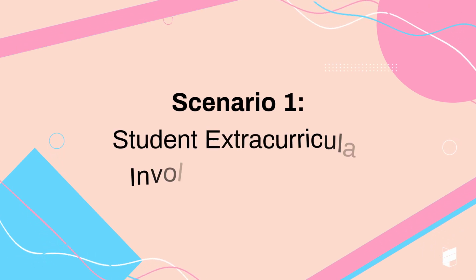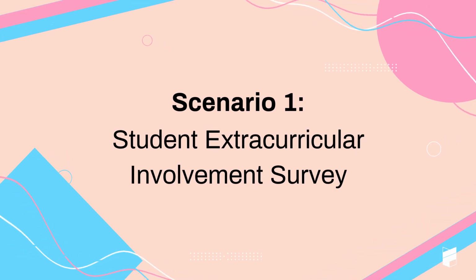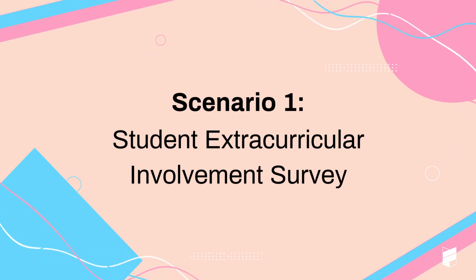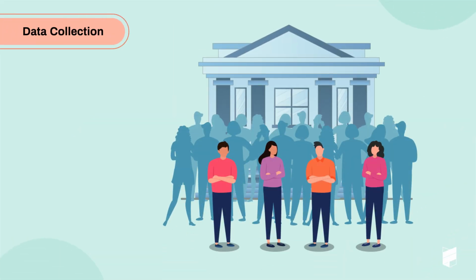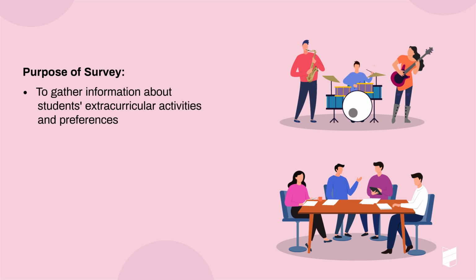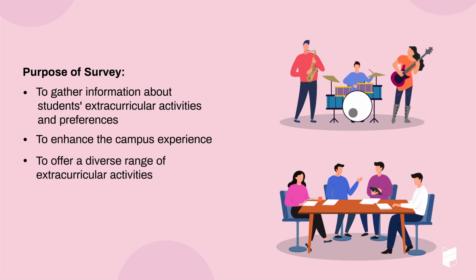In the first scenario, the university's Student Affairs Office wants to understand the students' participation in extracurricular activities and their preferences. They conducted a survey and randomly selected 35 students from various majors to participate. The Student Extracurricular Involvement Survey aims to gather comprehensive information about students' extracurricular activities and preferences, enabling the Student Affairs Office to enhance the campus experience and offer a diverse range of extracurricular opportunities.